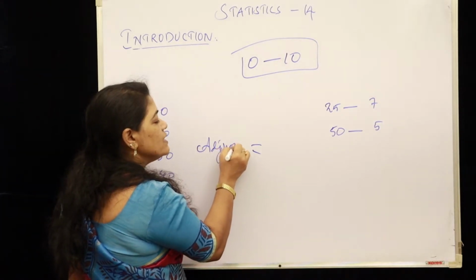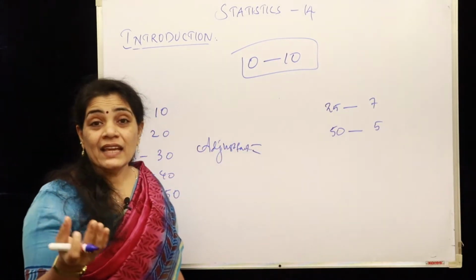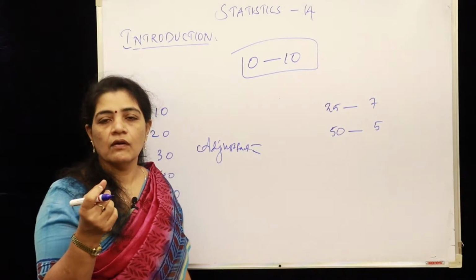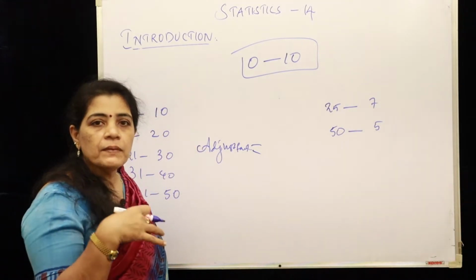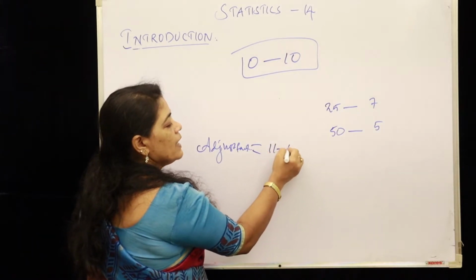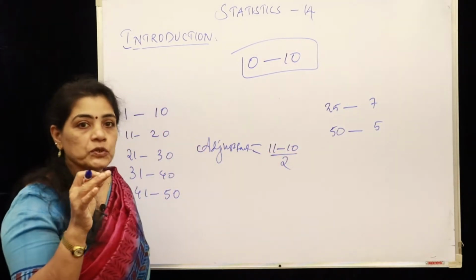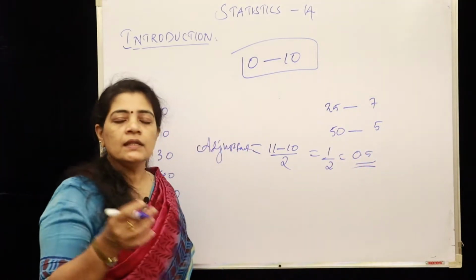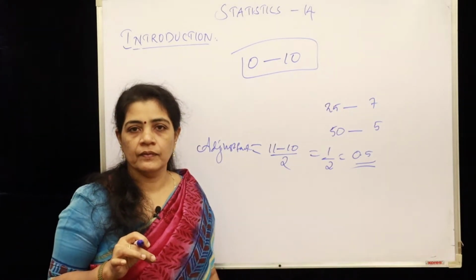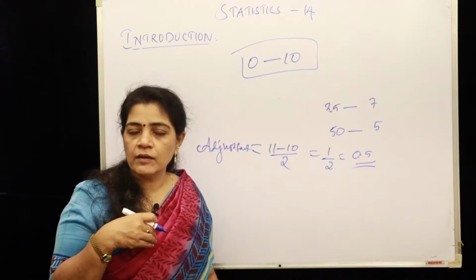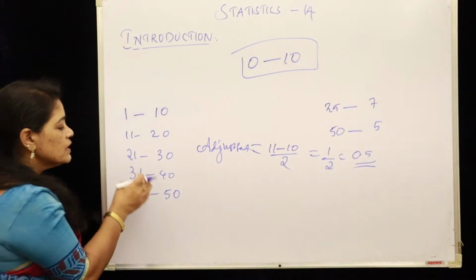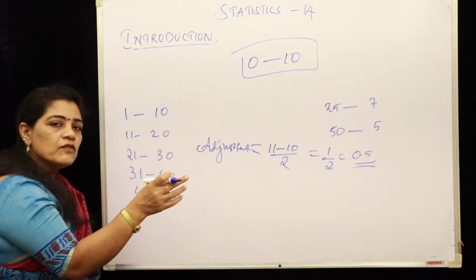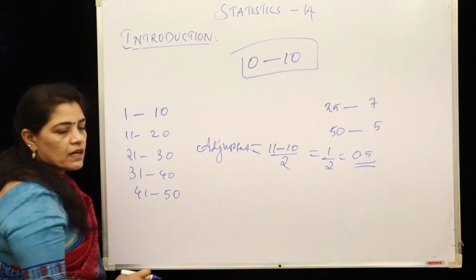In order to get the adjustment factor, take half of the difference between the upper limit and the lower limit. That means you subtract the smaller number from the bigger number: 11 minus 10, divided by 2, that is 1 by 2, that is 0.5. This 0.5 should be subtracted from the lower limit of each class interval of this inclusive form or discontinuous form, and you have to add that adjustment factor to the upper limit of each class interval.